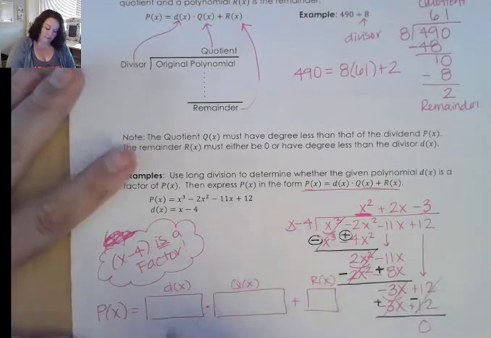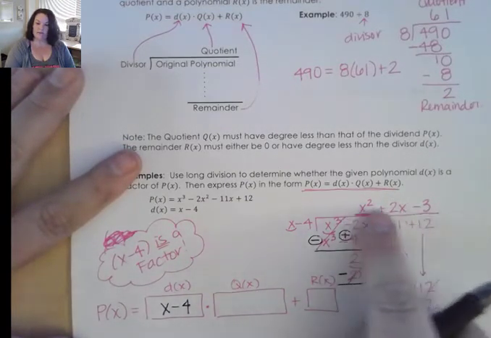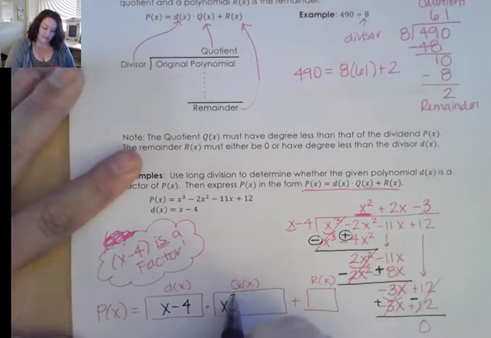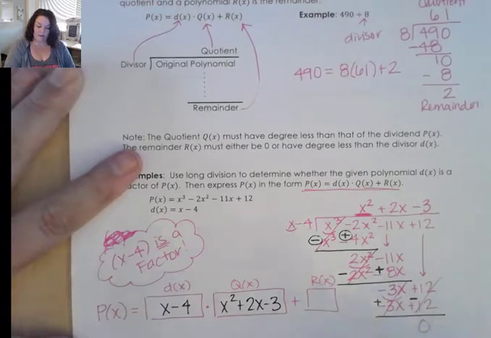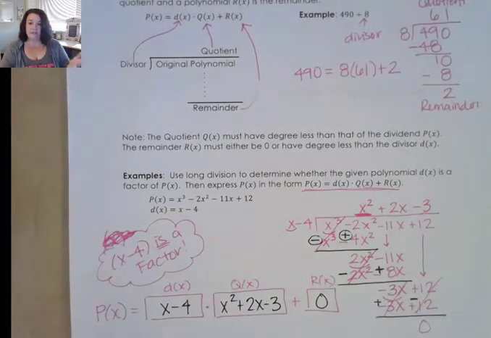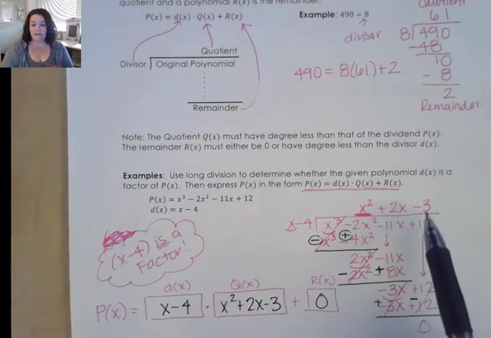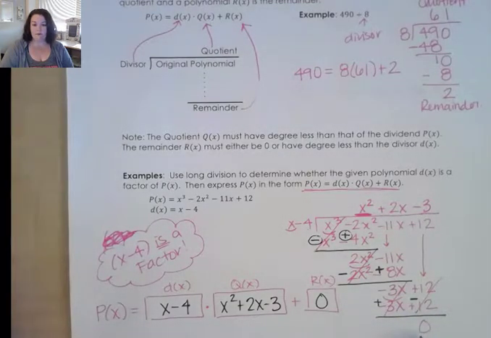So here our divisor was x minus 4. Our quotient is the answer we got up here on top, which is x squared plus 2x minus 3. And then our remainder that we got is a 0. Okay? So if they just ask you for the quotient, you would just enter the answer on top. If they ask you just for the remainder, then you would just enter the 0. If they ask you for both of those, you would enter both, or they may have you enter it like this.